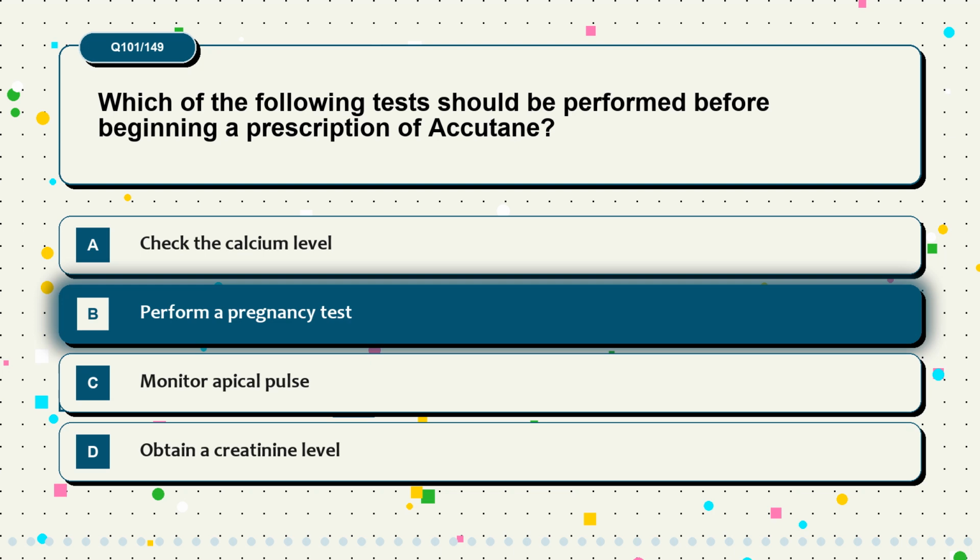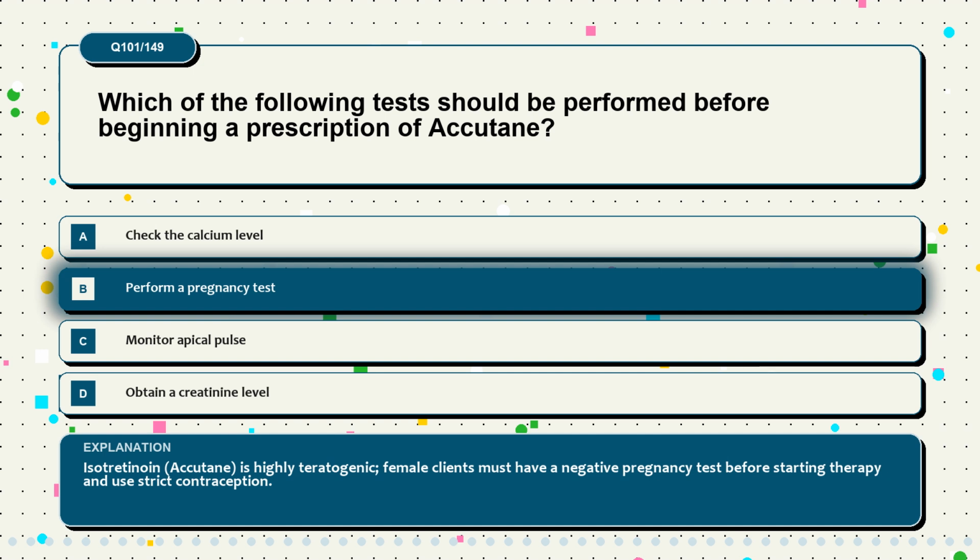The correct answer is option B. Perform a pregnancy test. Isotretinoin Accutane is highly teratogenic. Female clients must have a negative pregnancy test before starting therapy and use strict contraception.